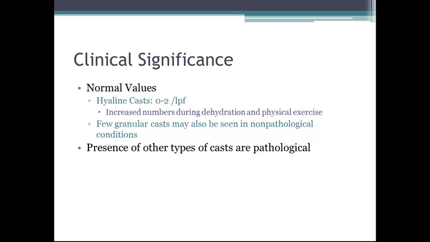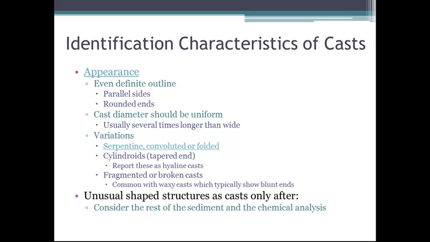For clinical significance, hyaline casts 0 to 2 on a low power field are normal. There are increased numbers during dehydration and physical exercise. Sometimes a few granular casts may be seen that don't indicate any type of disease. There can also be other types of casts which can be an indication of disease, such as granular casts, waxy casts, red blood cell casts, and white blood cell casts.